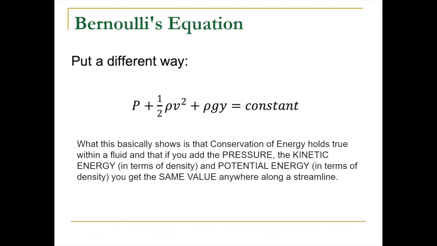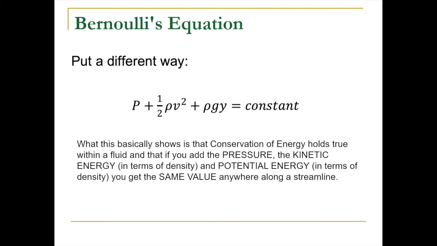And if we think about it a different way, we can make the statement that P plus 1/2 rho v squared plus rho g y is equal to a constant. And what that means is that the conservation of energy still holds true, and that anywhere along the fluid's path, the sum of the pressure, kinetic energy, and potential energy all have to have the same value no matter where you are.